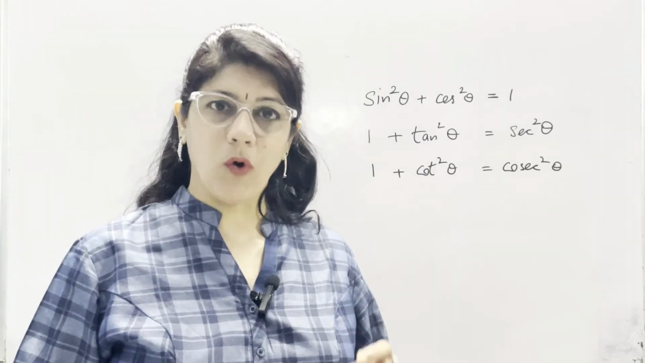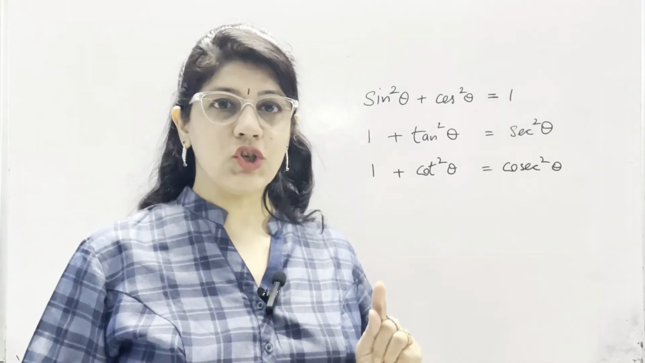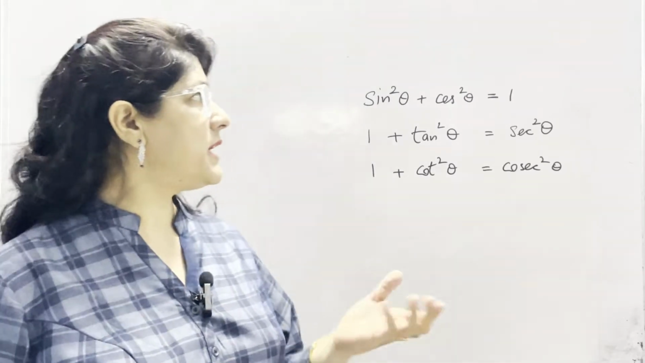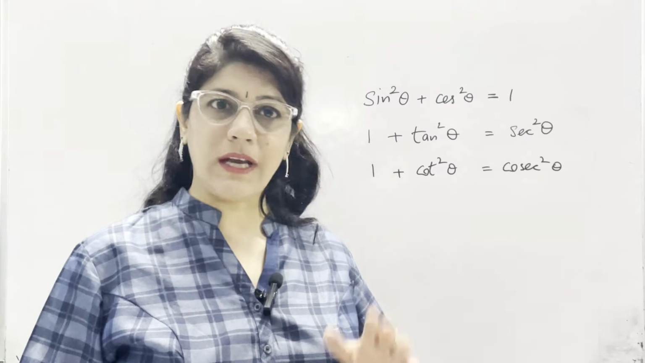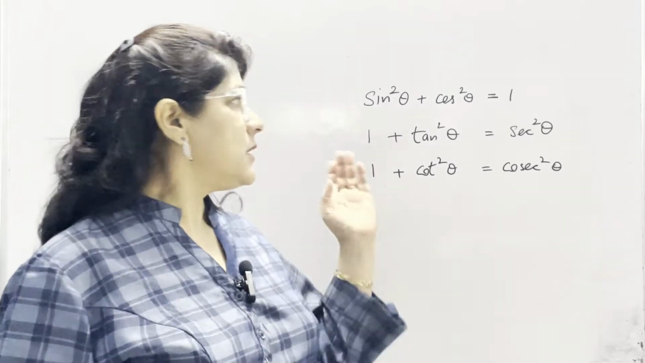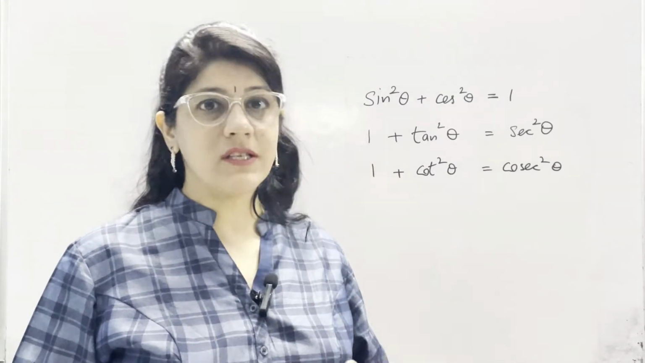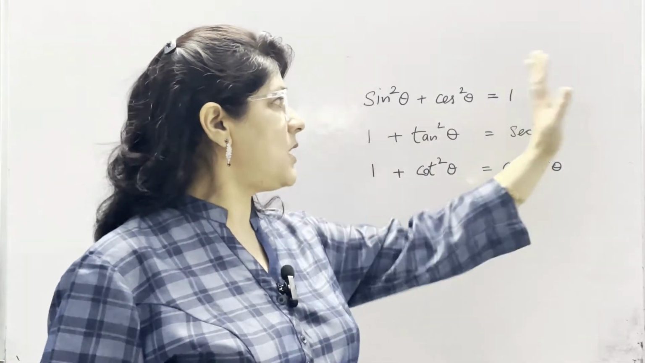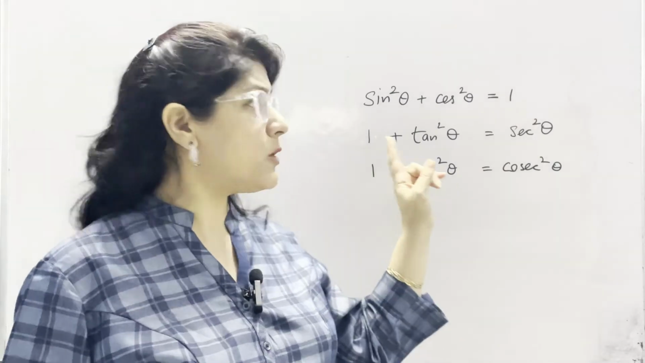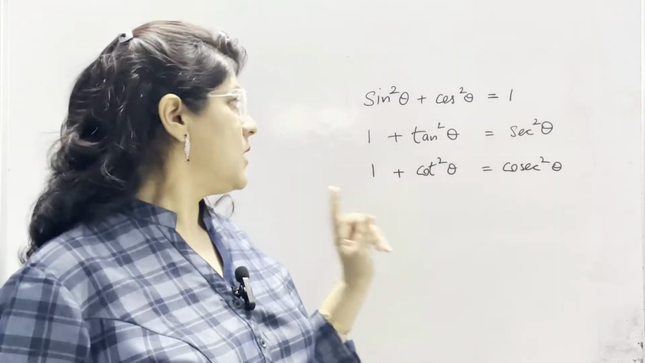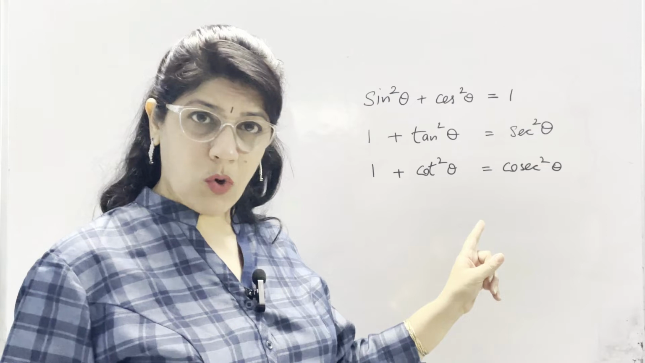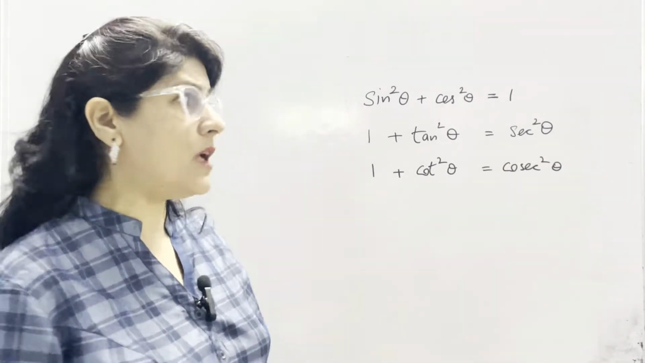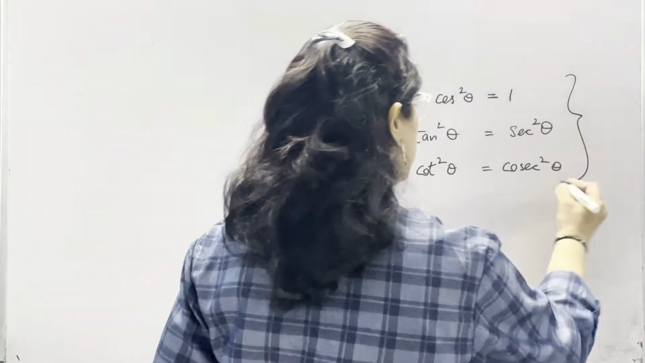The whole chapter revolves around three identities, which are sin square theta plus cos square theta is equal to 1. We can make it as 1 minus cos square theta is equal to sin square theta also. And then next is 1 plus tan square theta is equal to sec square theta. We can also convert sec square theta minus 1 is equal to tan square theta, but you need to learn these plus values. Then next is 1 plus cot square theta is equal to cosec square theta. These three identities are the base of this chapter. You need to learn these.